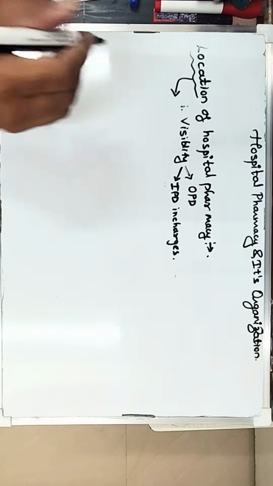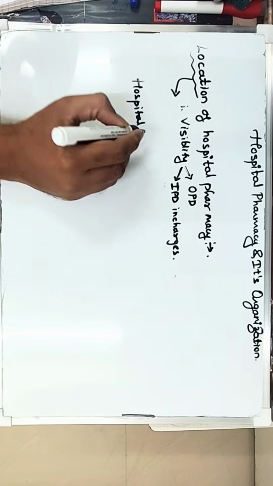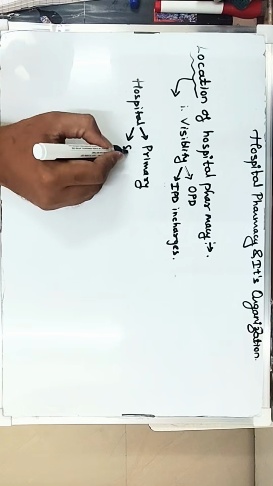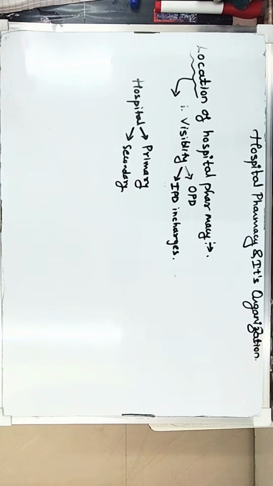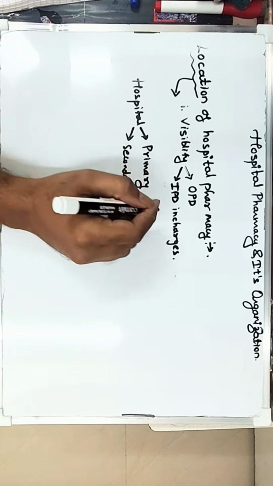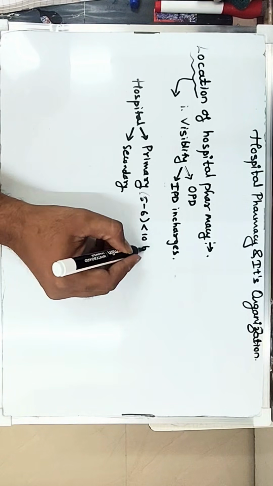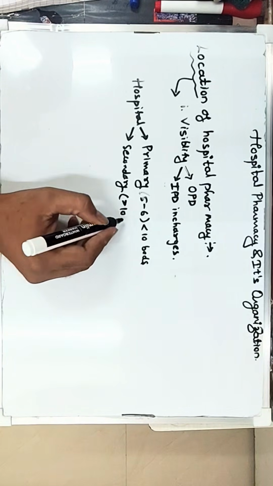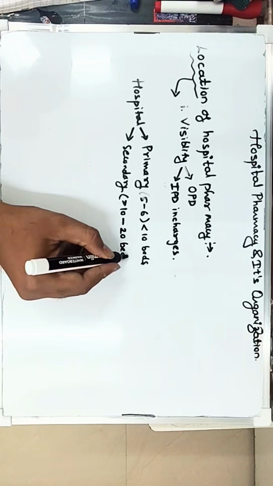So, if we consider the hospital as a primary hospital or secondary hospital. I hope आप लोगों को पता है प्राइमरी और सेकेंडरी क्या होता है. प्राइमरी हॉस्पिटल where the bed size is 5 to 6 beds, यानी कि it is obviously less than 10 beds. And in a secondary hospital the bed size would be more than 10, but in between 10 to 20 beds or 30 beds, like small hospitals.